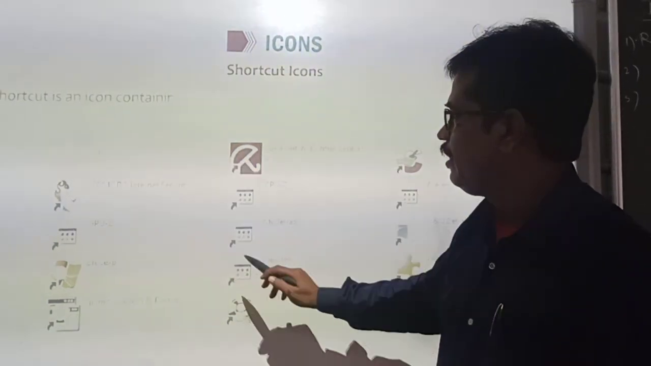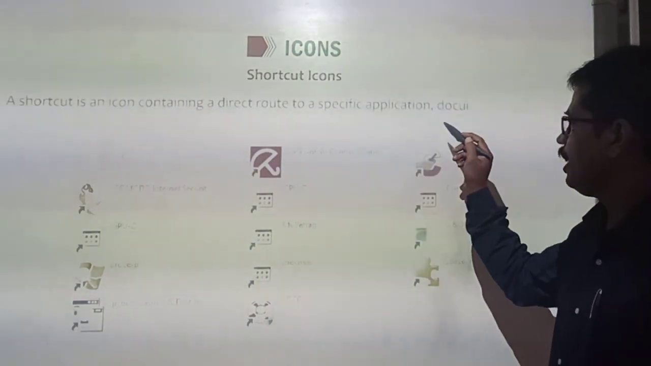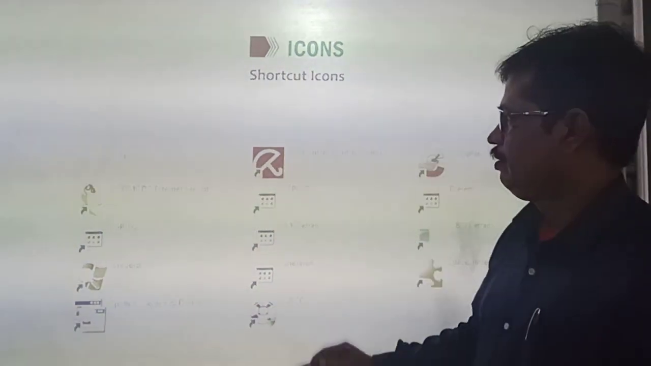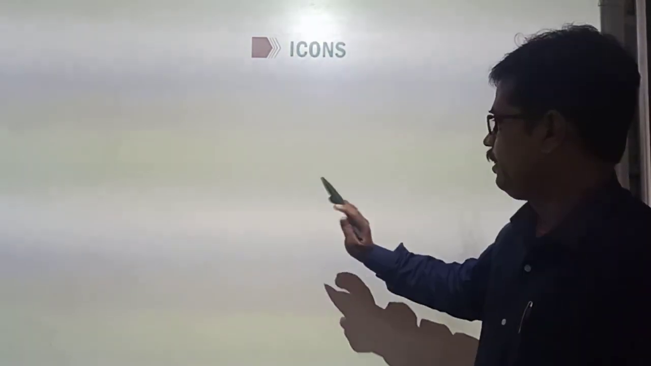A shortcut is an icon containing a direct route to a specific application, document or folder. It has a small jump arrow on its lower left corner like this.